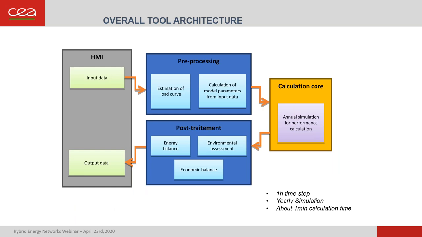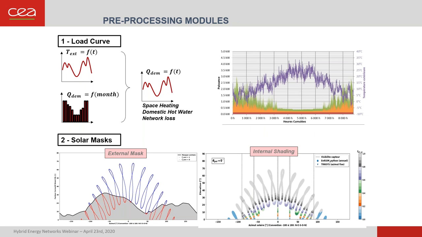I'll skim really fast through the tool architecture. So we have, of course, a human interface. We have pre-processing steps that enable to estimate the external inputs and internal inputs in terms of weather data and load curves. We have then the calculation core, which I will explain really fast in the next slides. And we have then the post-treatment step.